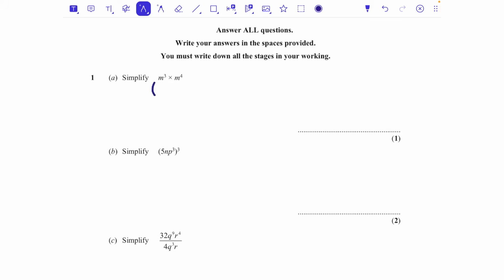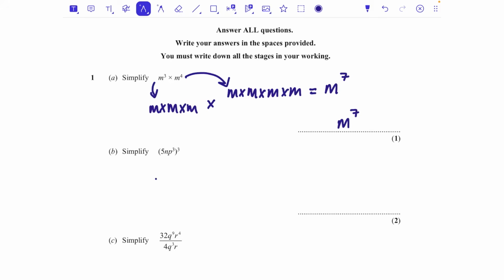So m cubed means m times m times m. And m to the power of 4 means m times m times m times m. And if we are multiplying those together, then in total, we have m to the power of 7. So when we are timesing, we can add the powers.